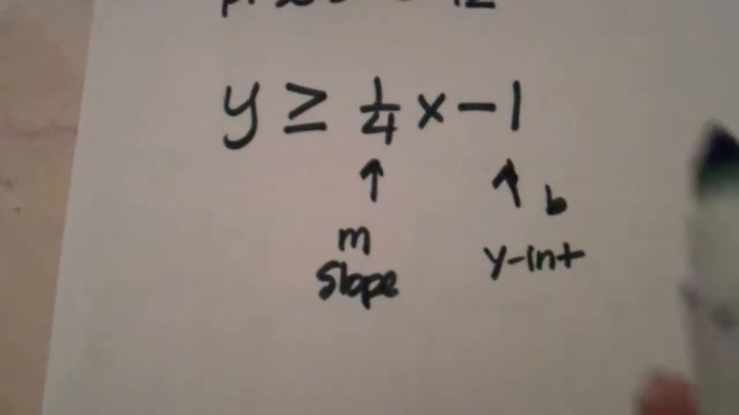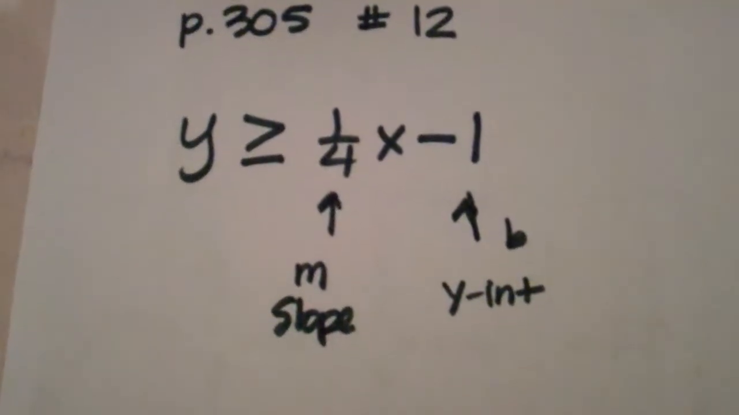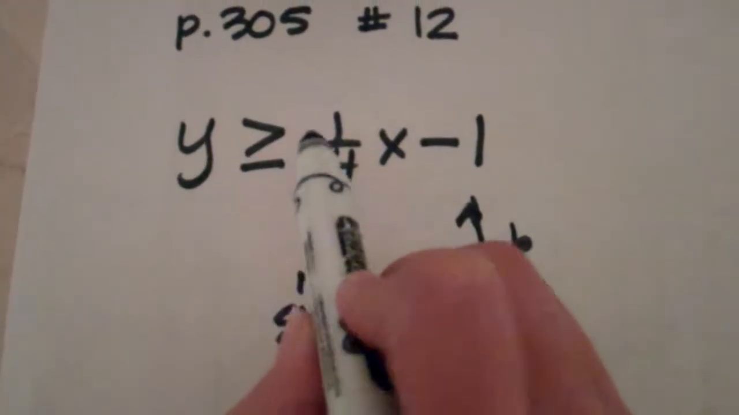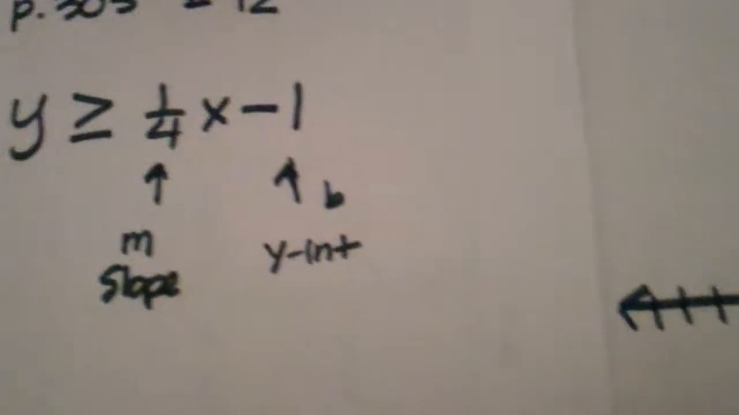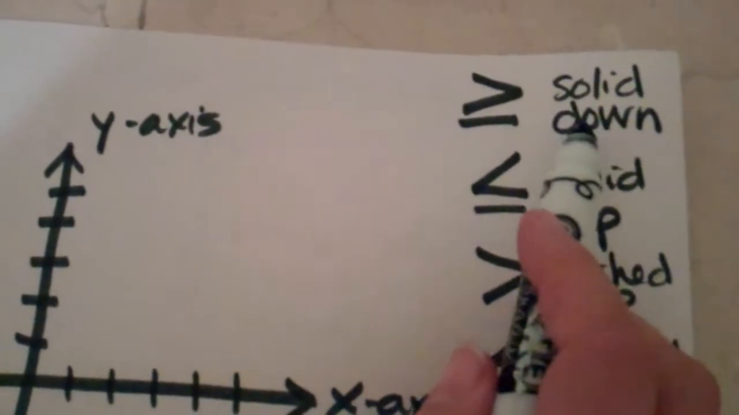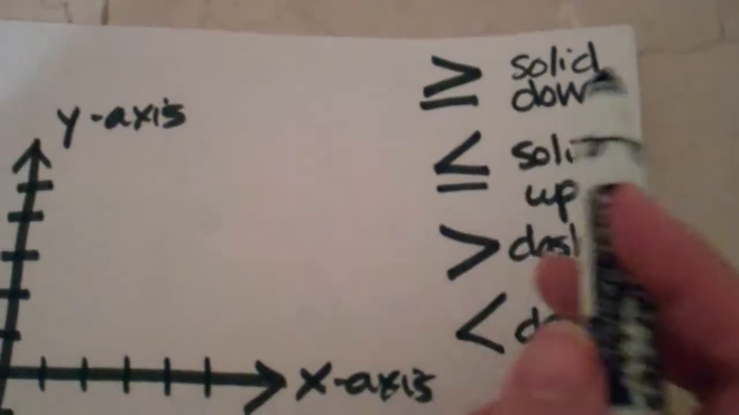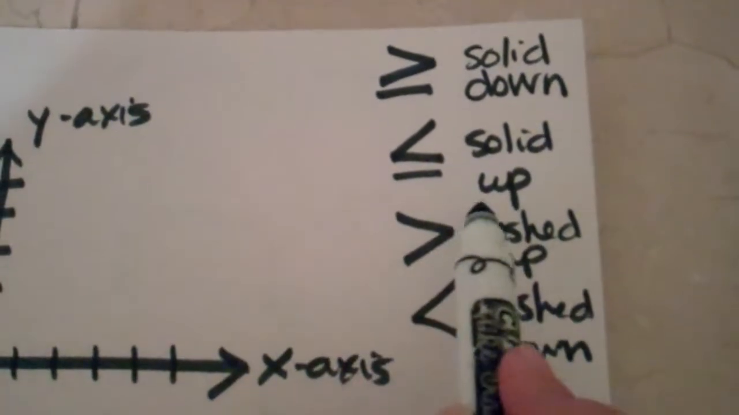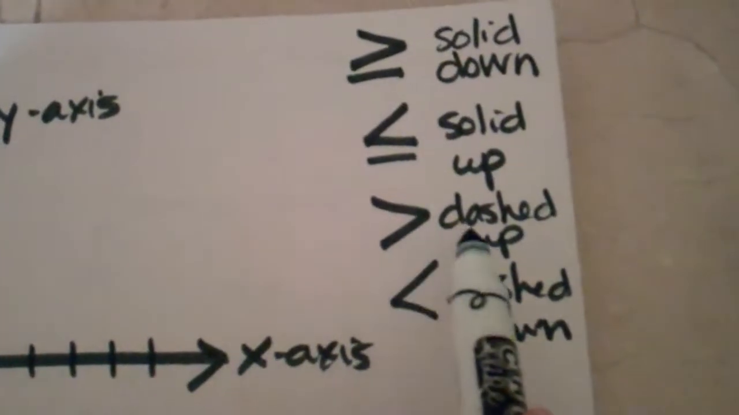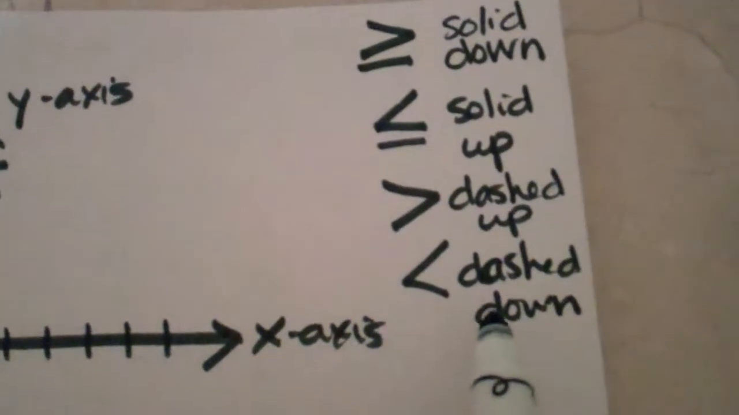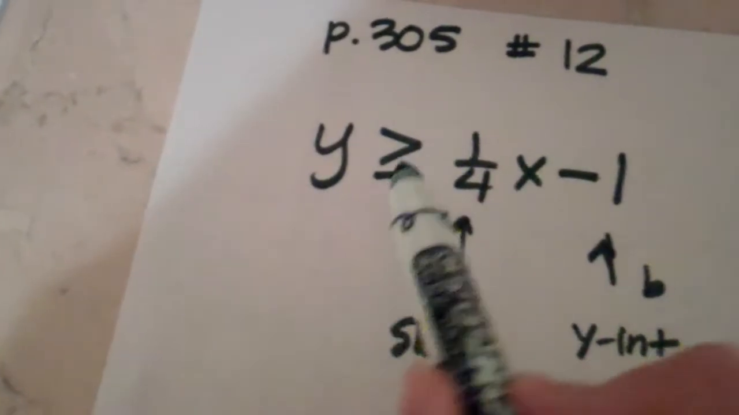So what I'm going to do is graph it like I would just an equation. The only thing different is now it's an inequality, so I'm going to be doing one of a few things. If it's greater than or equal to, I have a solid line and I shade down or below the line. If it's less than or equal to, I have a solid line and I'm going to shade up. If it's greater than, it's a dashed line and I shade up, or if it's less than, it's a dashed line and I shade down.